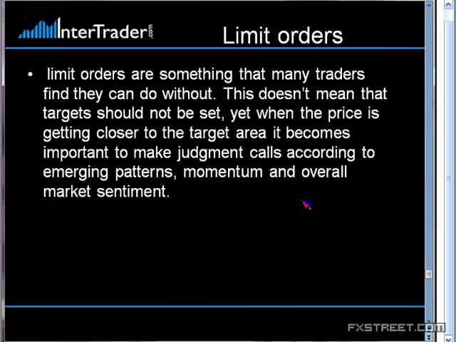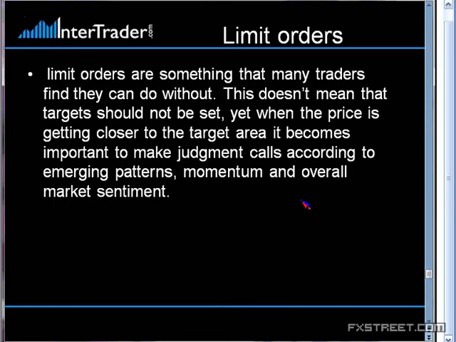So limit orders are something that many traders find they can't do without. This doesn't mean that you can't put these in for your targets and that the target shouldn't be set. But again, it's another way of controlling your trades. If you know that you're 5 or 10 ticks away from the level of resistance, then maybe put some limit orders in already, take out half of your profit. So even if the market spikes back quickly, you've been filled and got out at a good point for profit.